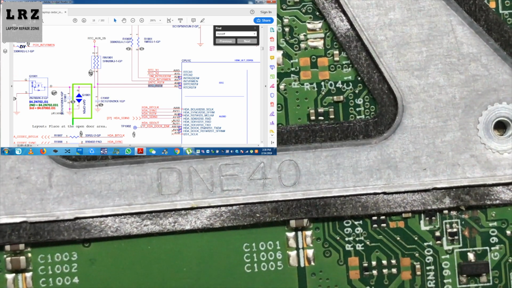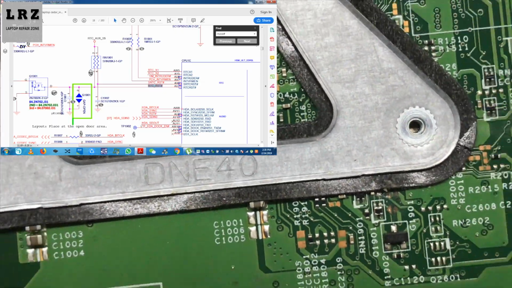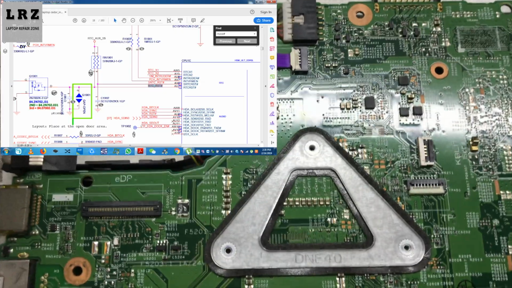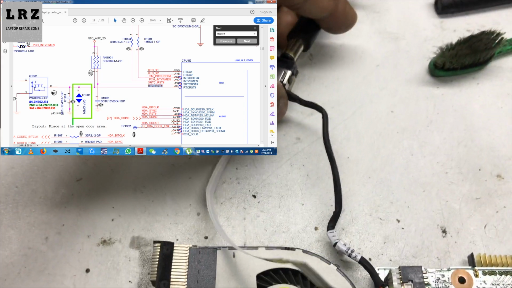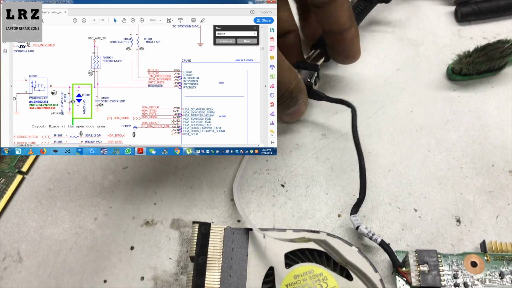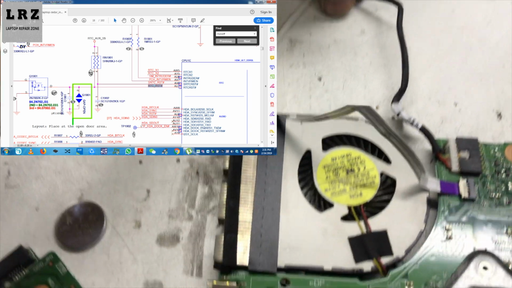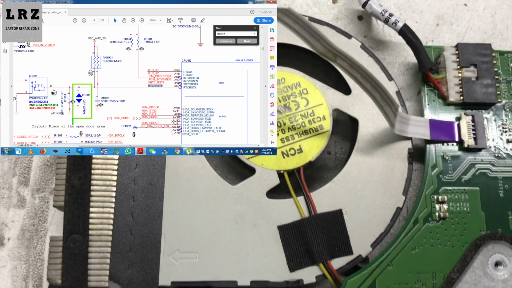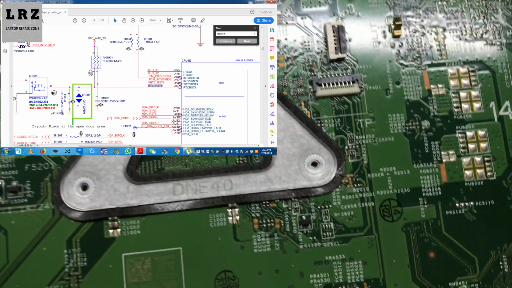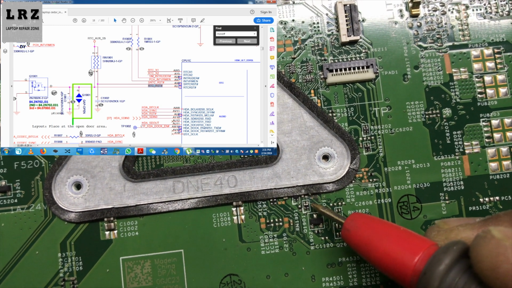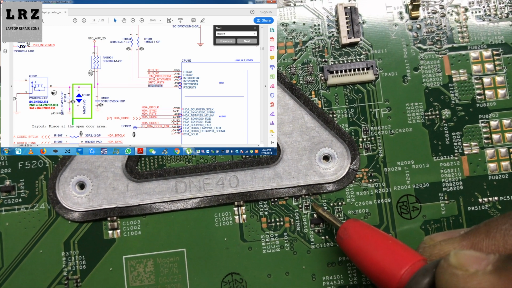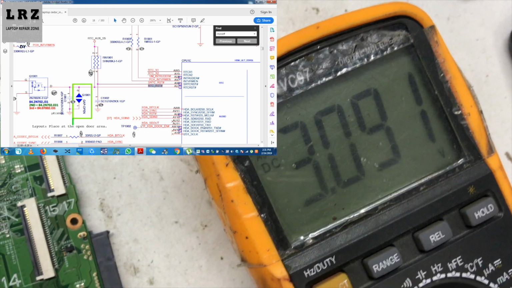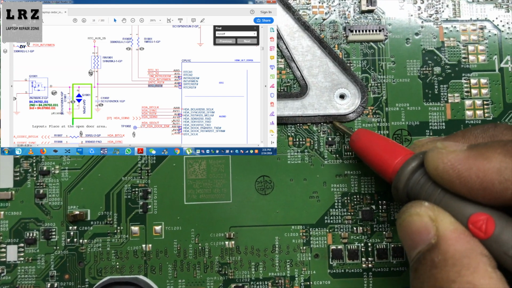Okay, I removed the capacitor. Now let's check whether RTC reset signal is present or not. Plugged in. As you can see, fan is spinning. Ampere is also being drawn. That means this motherboard is turning on. Let's check. Okay, RTC reset signal is present now.